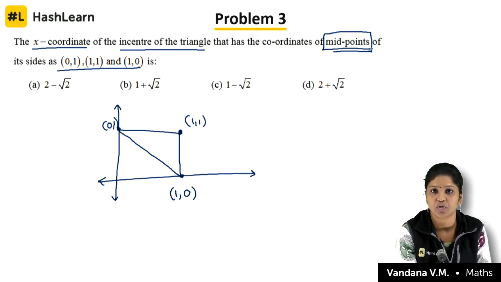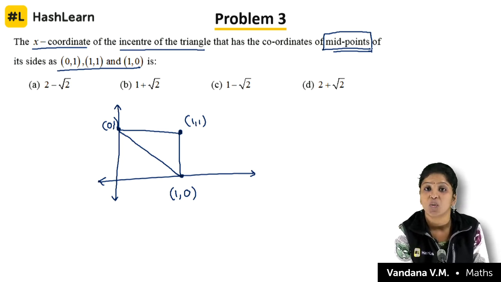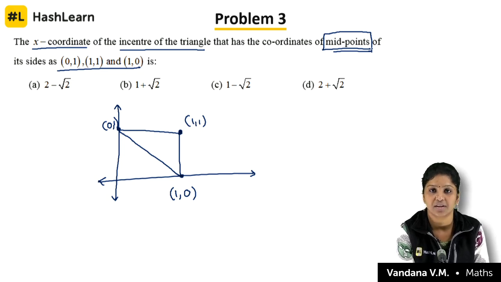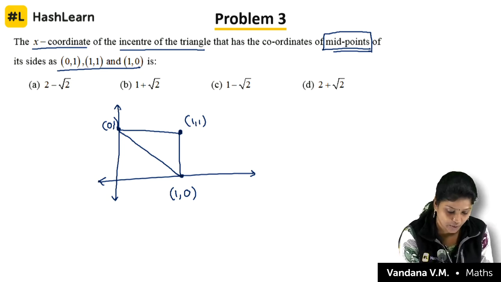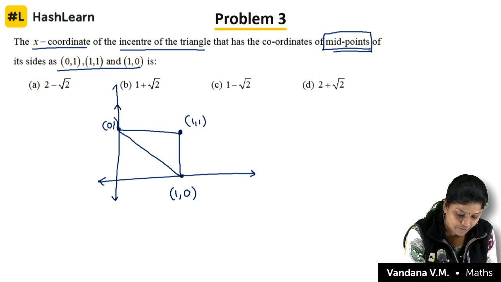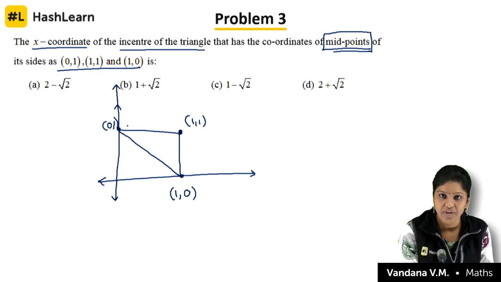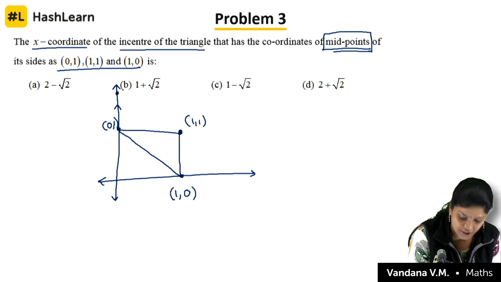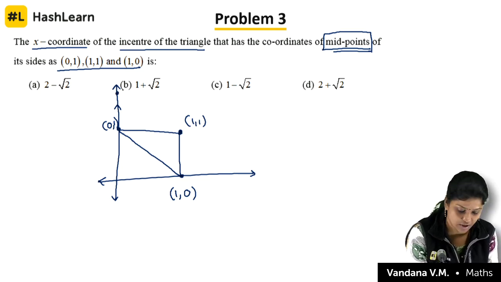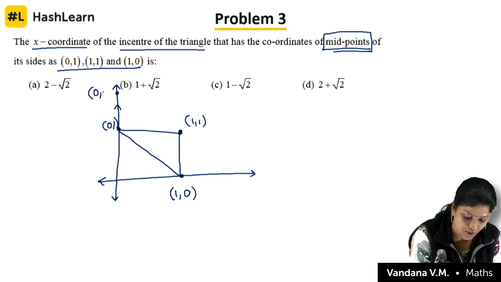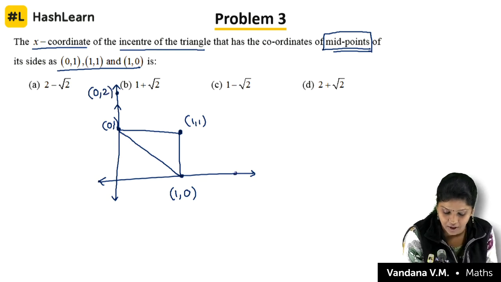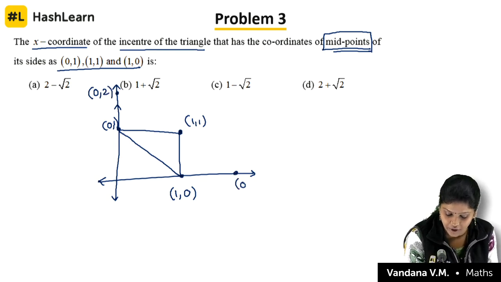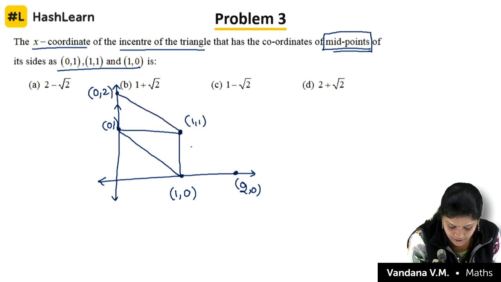Now, I would like to find out the incenter. Midpoint means it is in the middle. So, what will be my point? This point is here, from here to here one distance and from here to here one distance. So, it becomes (0, 2). This also will become (2, 0). So, the triangle is like this.